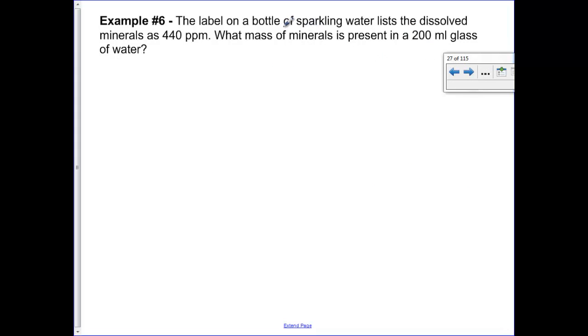Now let's try another one here. Let's say that you get a bottle of sparkling water and it tells you there's 440 parts per million. How much mass would there be in 200 milliliters? So again, what does parts per million refer to? How many milligrams there are in a liter. Now this right here is not in liters. How do I convert milliliters to liters? Anybody know? Good. It's divided by 1,000. Yeah, there's 1,000 milliliters in a liter. So this is actually 0.2 liters because you've got to divide by 1,000 to get into liters.